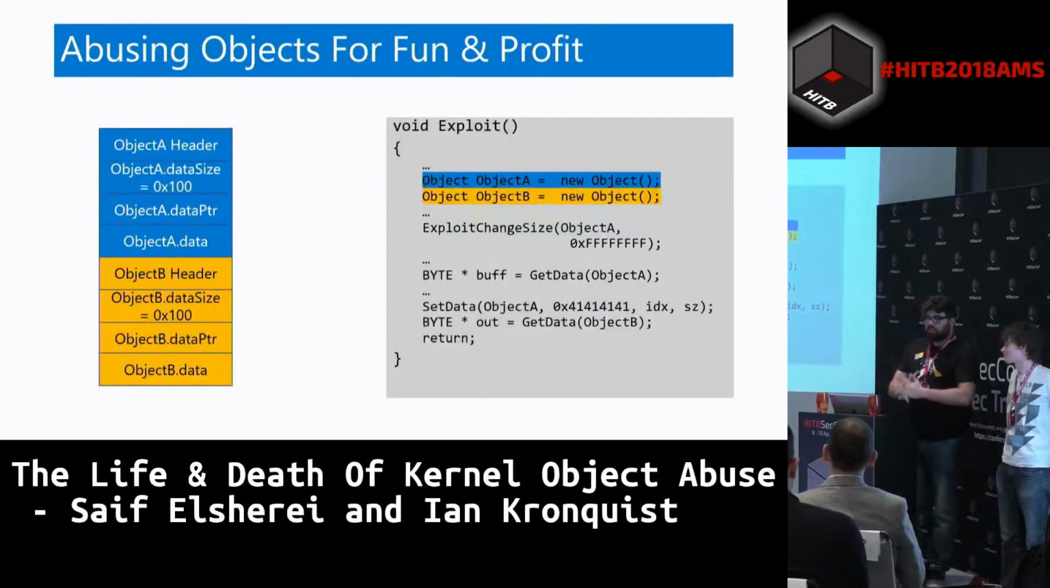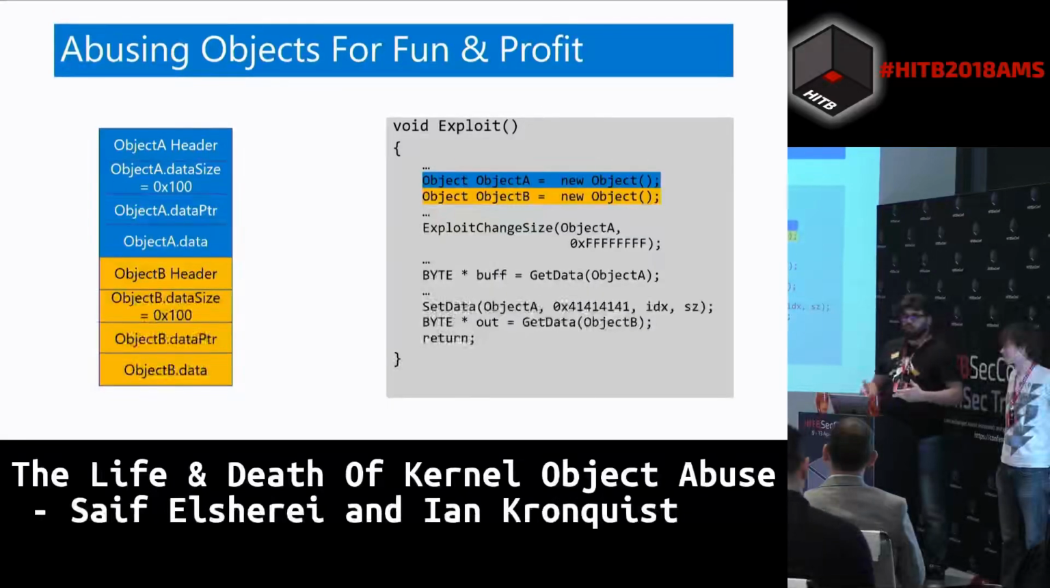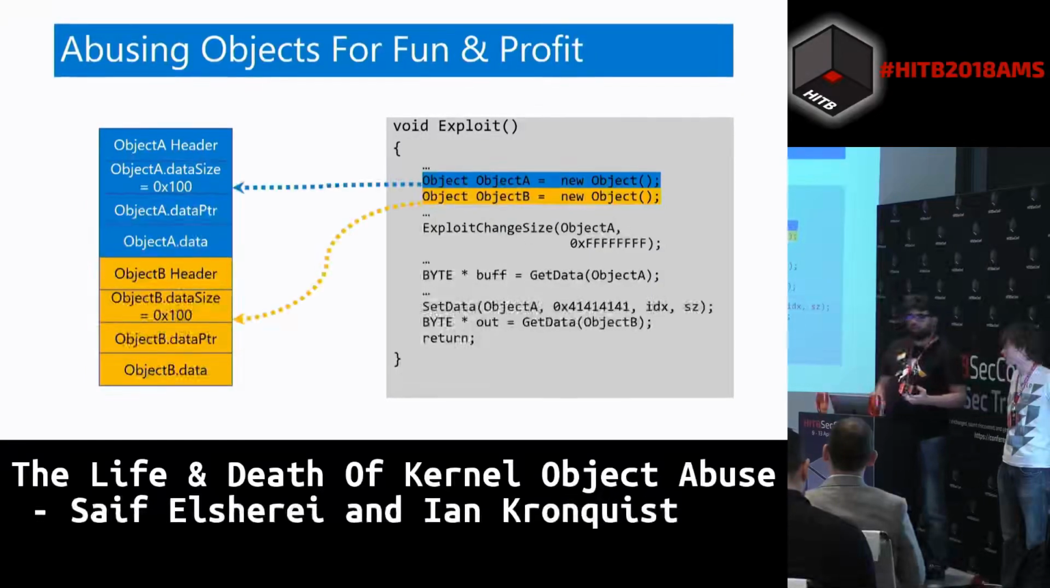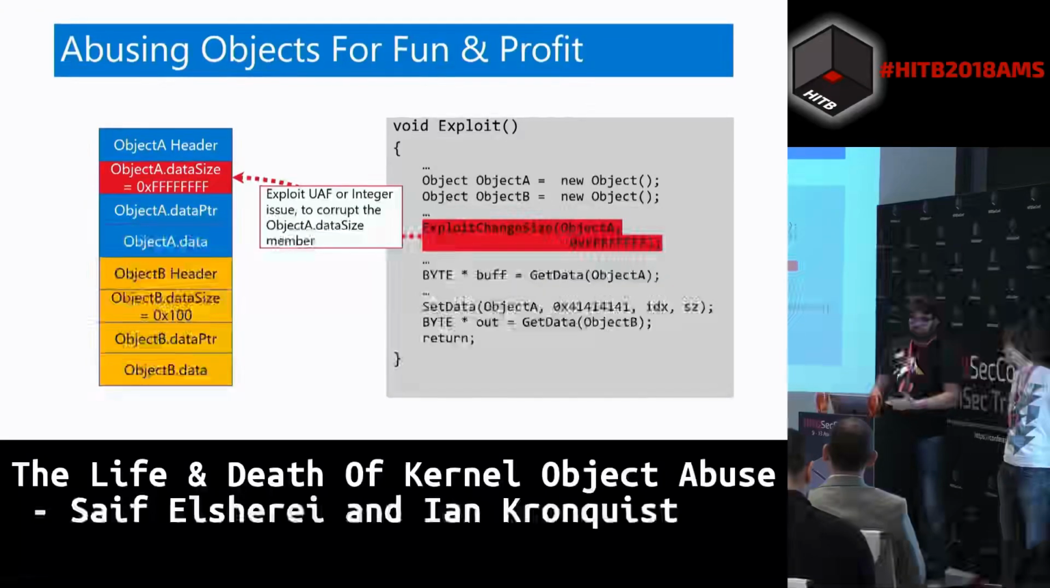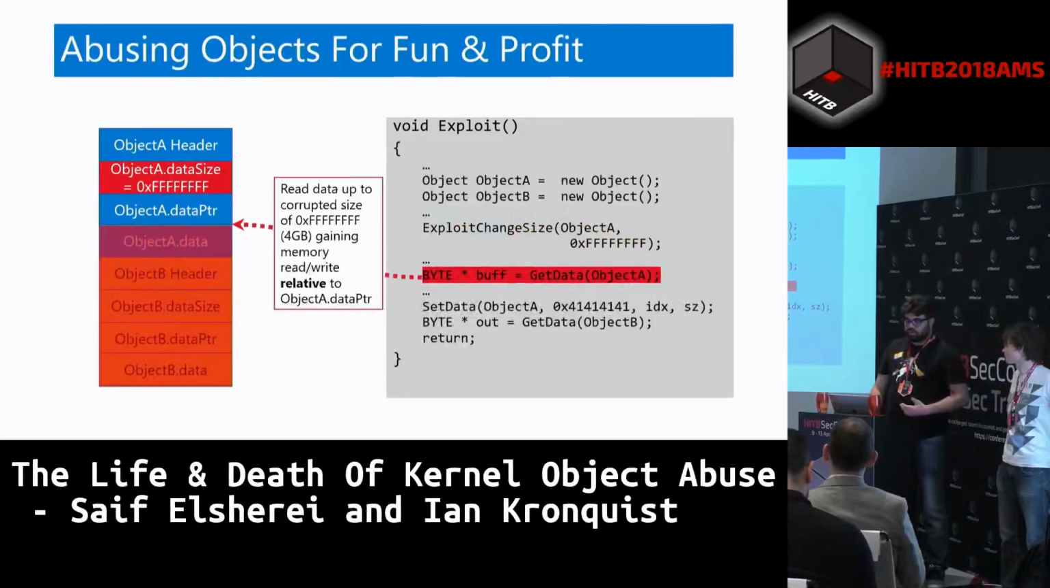So going through the theory of how I would abuse objects for fun and profit, how would you actually do that? If we consider that we have two allocated objects adjacent to each other in memory, each having 100 bytes of data, and then a certain exploit came and we corrupted the first object's data size member. This will actually allow us to extend the object size and allows for relative read and write. So in theory, we would be able to read past the object's data up to 4 gigs depending on the corrupted size.